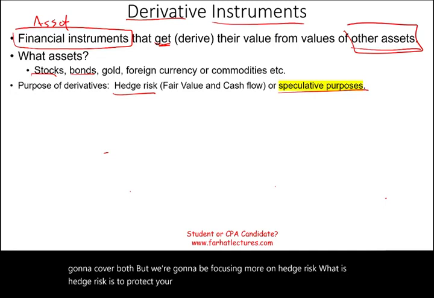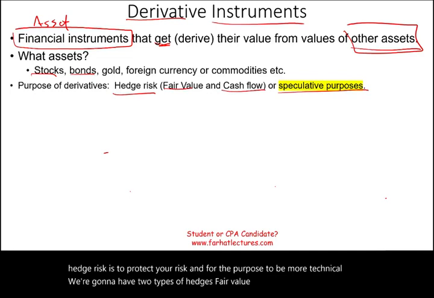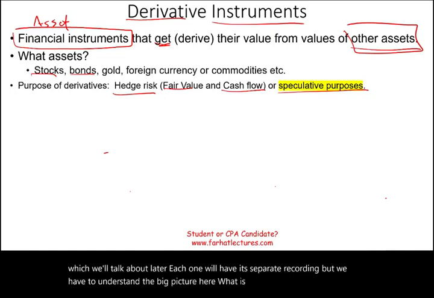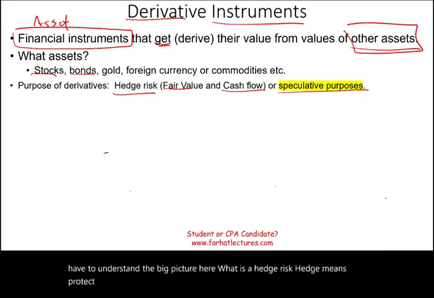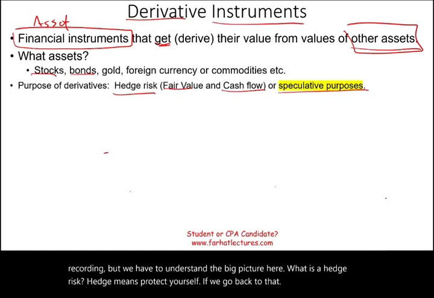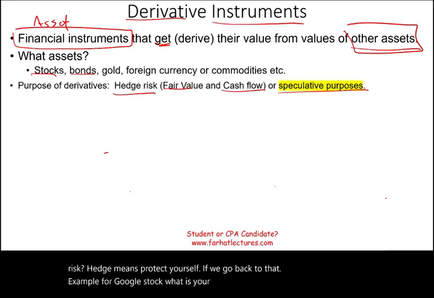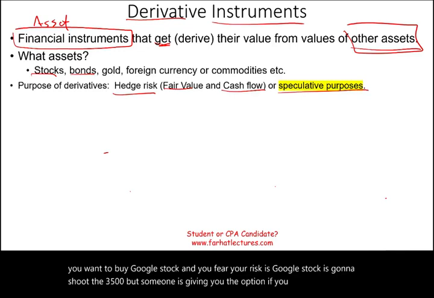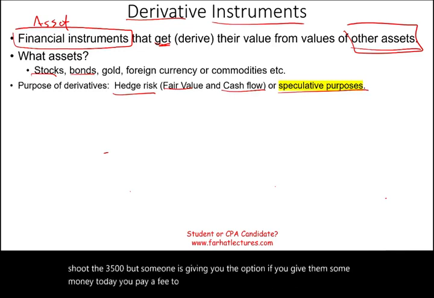To be more technical, we're going to have two types of hedges, a fair value hedge and a cash flow hedge, which we'll talk about later. Each one will have its separate recording, but we have to understand the big picture here. What is hedging risk? Hedge means protect yourself. If we go back to that example for Google stock, why are you hedging your risk? Because you want to buy Google stock and you fear Google stock is going to shoot to 3,500. But someone is giving you the option: if you pay them a fee today, they will secure the Google stock at 3,050.